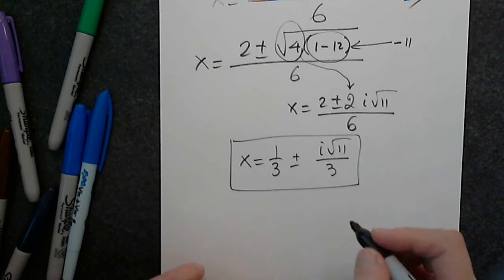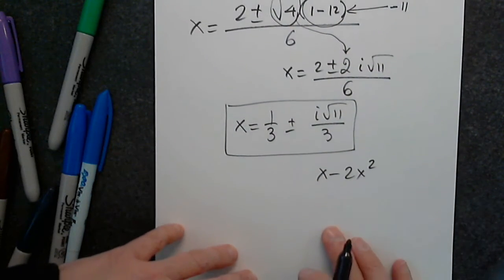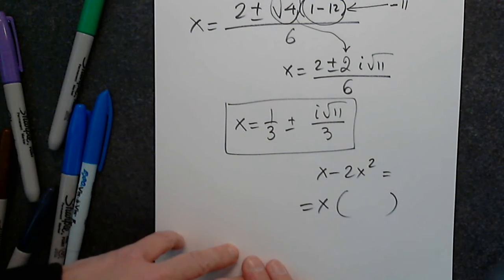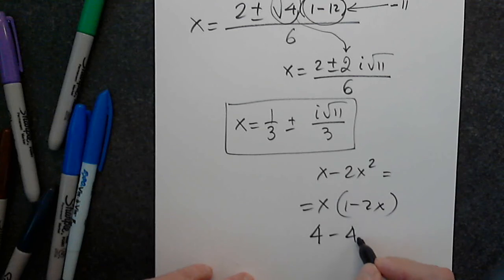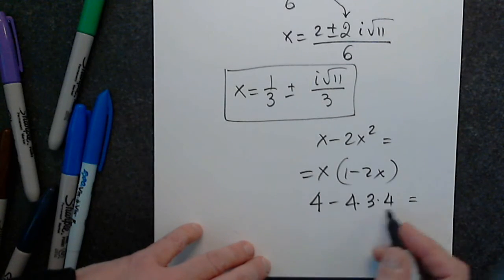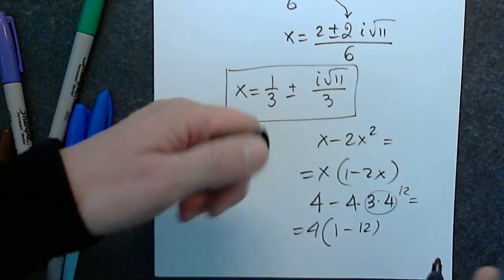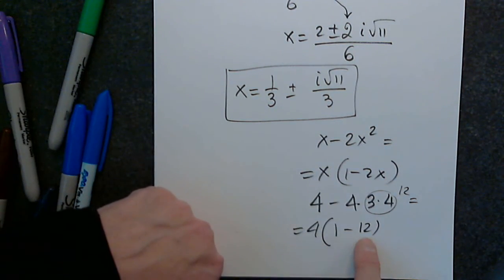What about this? If you factor out x, what is left? Still 1 minus 2x. It's the same idea. I had 4 minus 4 times 3 times 4. So I factor out the same thing, like x. I factor out 4 and I have 1 minus 12. This is 12. Same idea, exactly like this. I factor out x and I got 1 minus 2x. I factor out 4 and I got 1 minus 12.